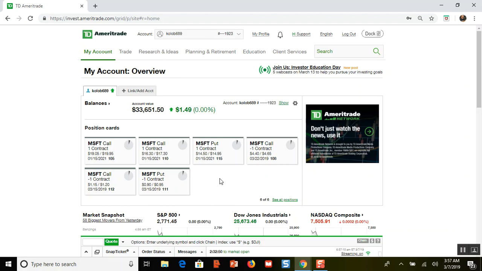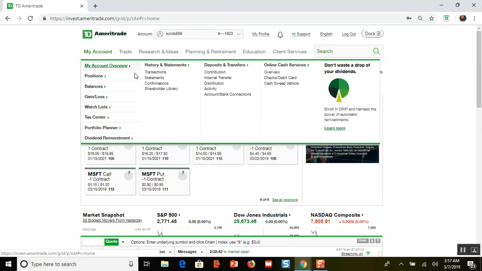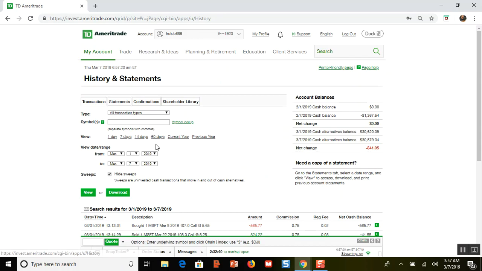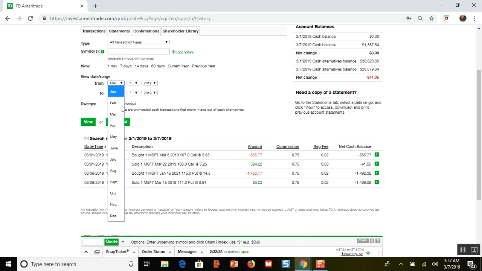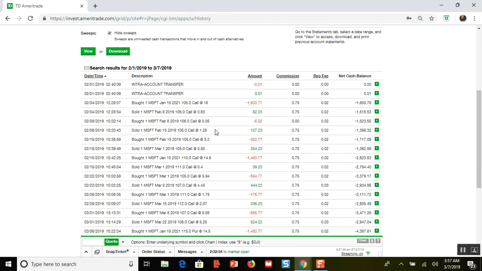Now the safe thing for me to do would be just to close out of my 110 call, because I'm up real nice on my profit. And if we go back to my transactions and take a look at my 110 call, it is right there. That would have been on February the 15th, about maybe 3 weeks ago.